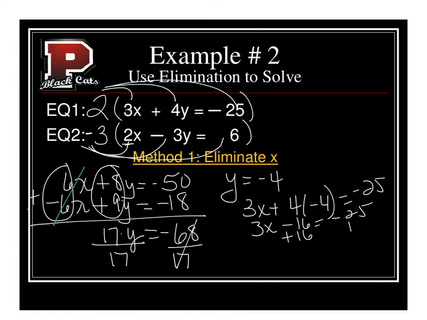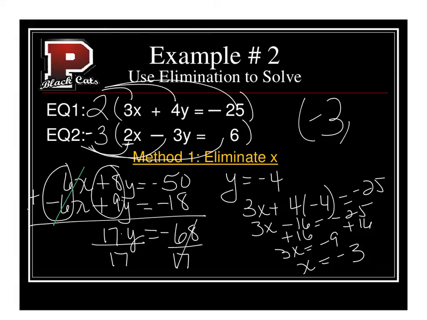I add my 16. So 3x equals -9. So my x is equal to -3. So my answer is my x would be -3 and my y would be -4.